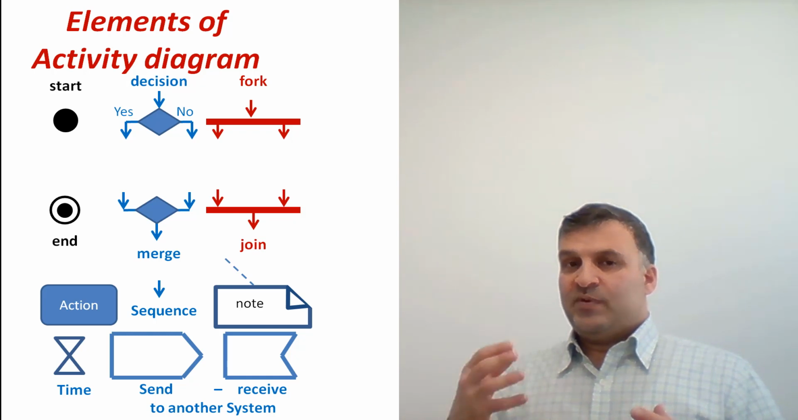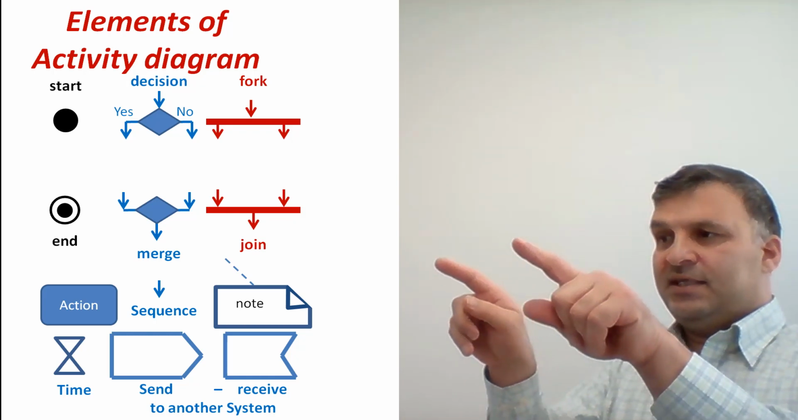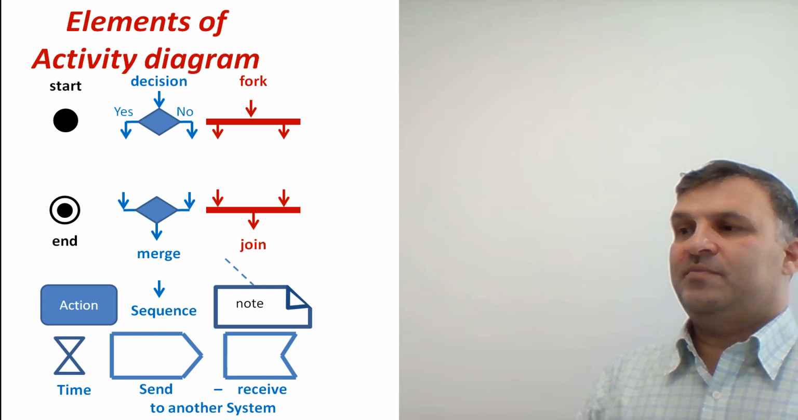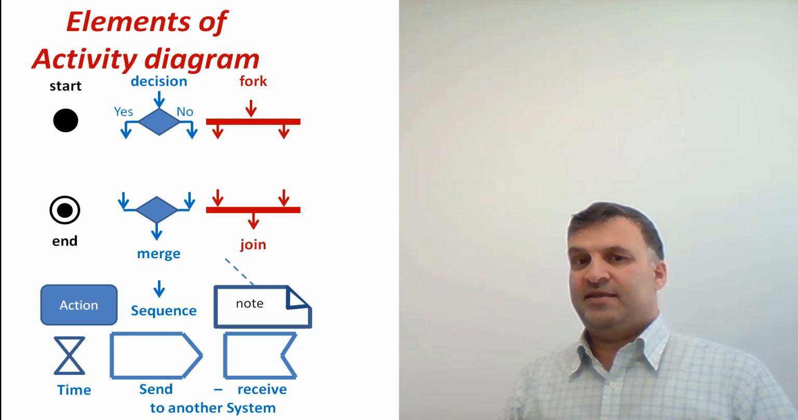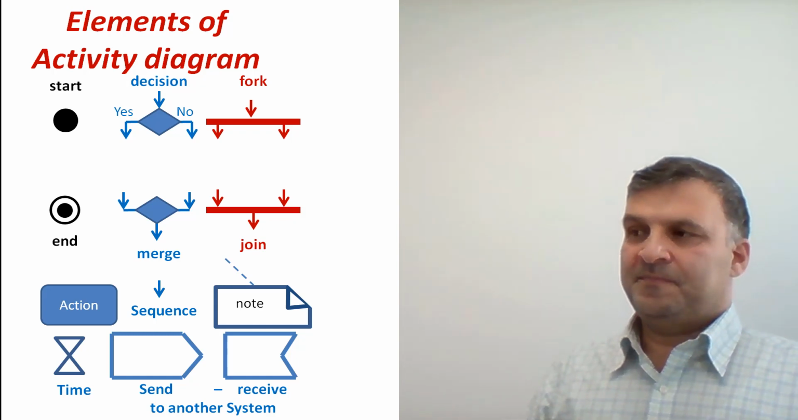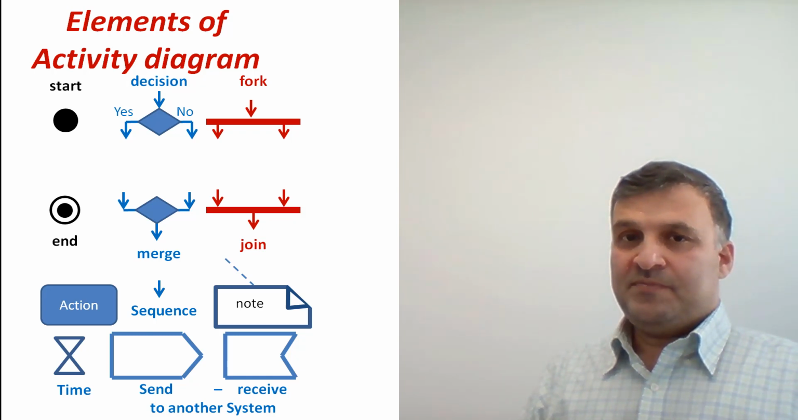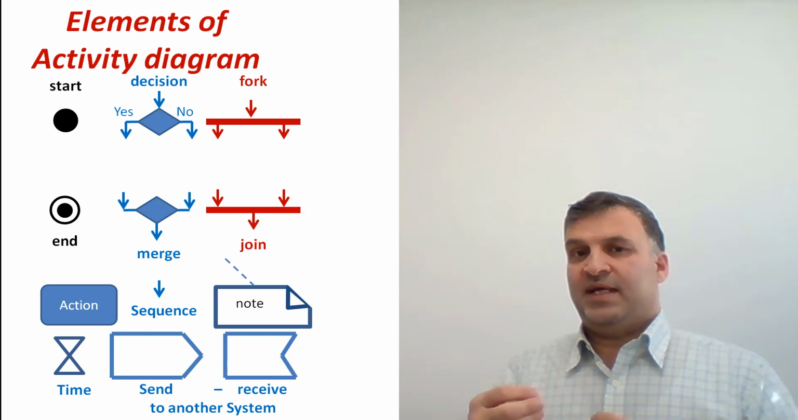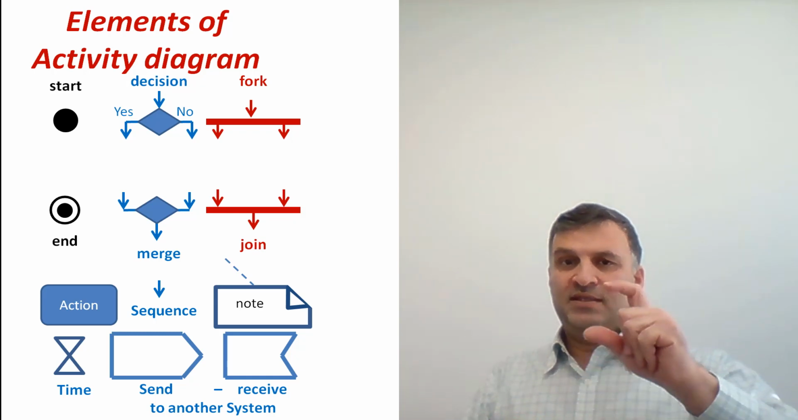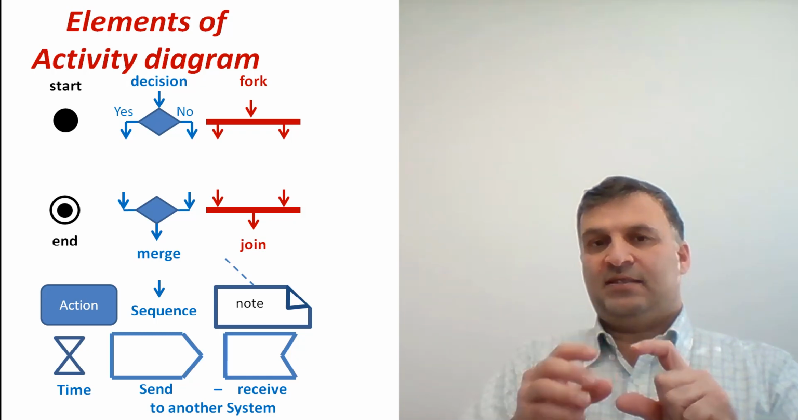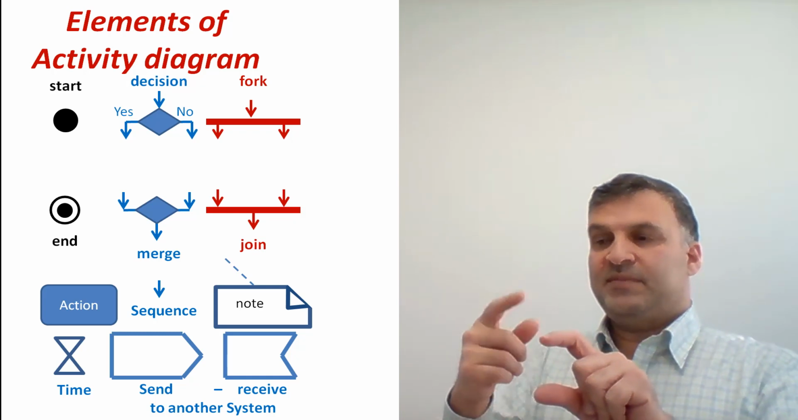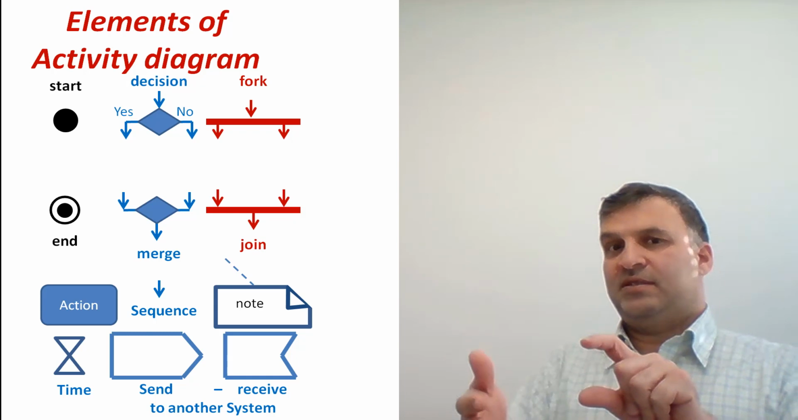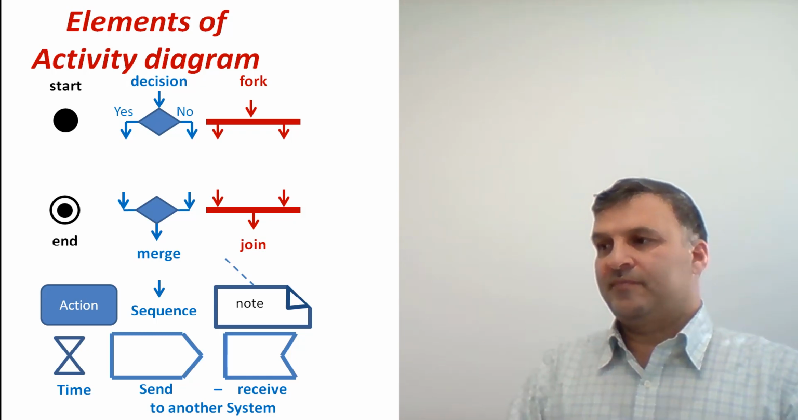The activity is a sequence of actions. Each action, we can represent it in the symbol of actions. And also we use arrows to indicate the sequence of actions. We can add some notes, and we can represent the time. For example, if we know that a sensor needs some time to send the data, we can add this symbol to indicate that we need some time, 1 millisecond, 10 milliseconds, 1 hour, 2 hours, etc.